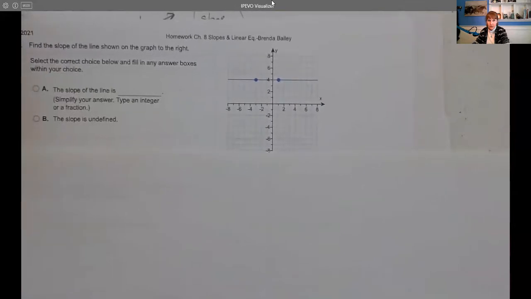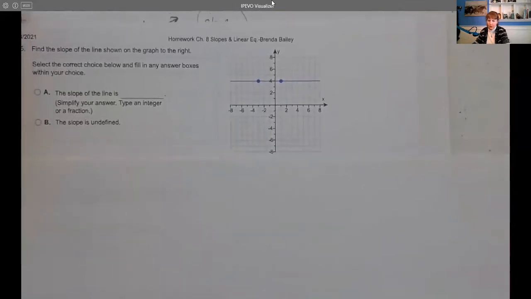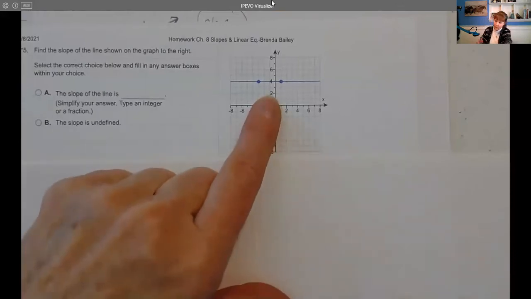Let's look at this one right here. Here's our line, and it's a horizontal line. And remember that the slope measures steepness. Well, what is the steepness of this line right here? In other words, if you were driving on this road, would you be going uphill? Would you be going downhill? Well, here it's a flat road. It has no steepness. So in this case, this is called a horizontal line.